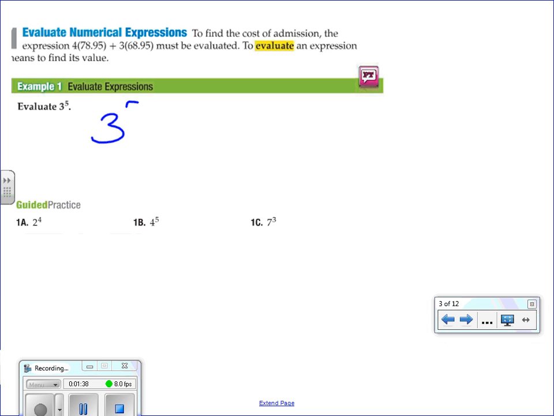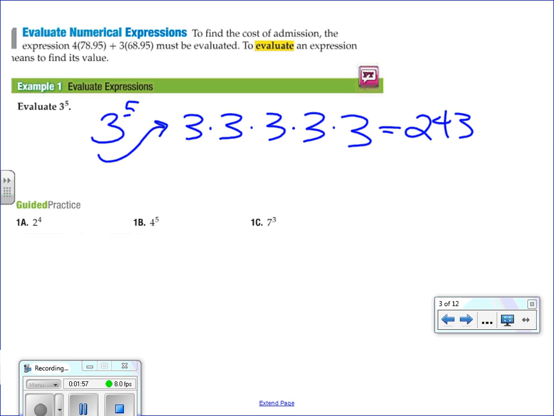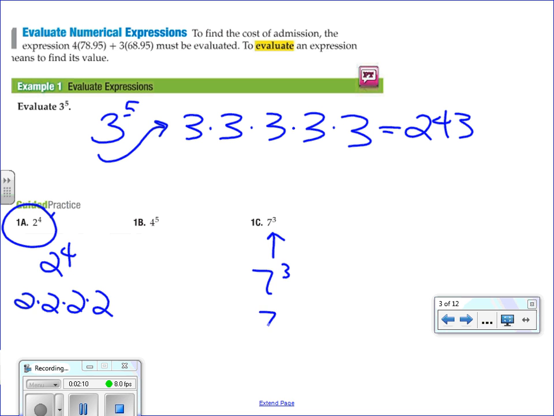So if it says evaluate 3 to the 5th, that's asking you to go 3 times 3 times 3 times 3 times 3. And if you do the math, 3 times 3 is 9, times 3 is 27, times 3 is 81, times 3 is 243. All right, 2 to the 4th means 2 times 2 times 2 times 2. You'll evaluate that. 7 to the 3rd means 7 times 7 times 7. 7 times 7 is 49, times 7 is whatever it is.